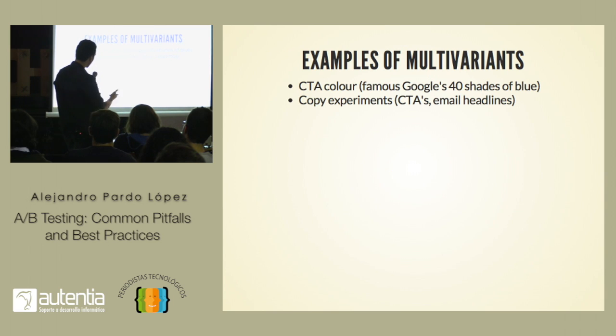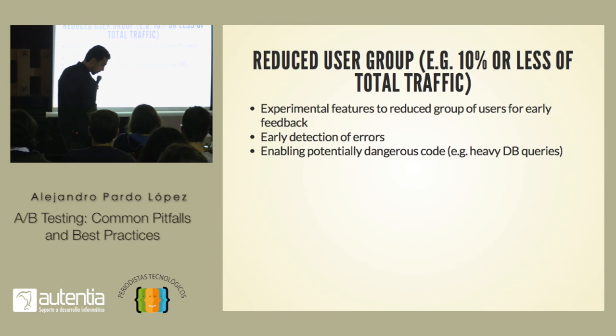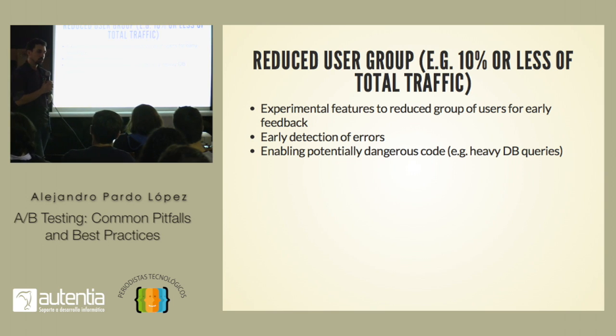So that's what I mentioned, Google's 40 shades of blue and copy experiments. You can also run A/B tests for a very small group of users. So instead of 50-50, you can try 5%, 95%. Why do we do this? The typical use case for this are dangerous features or code that can potentially bring down the website. So let's say we want to make a new feature and then we want to load double the reviews we have. So if we load 100 reviews per hotel, we want to load 200, 300.